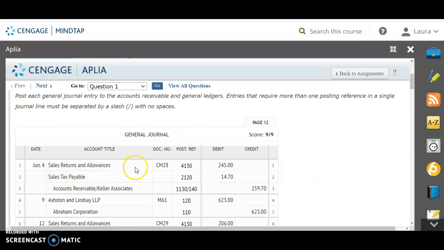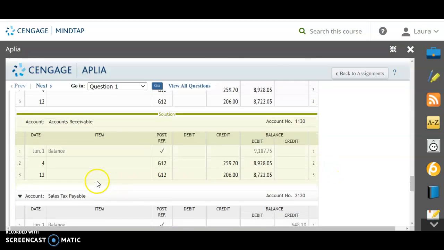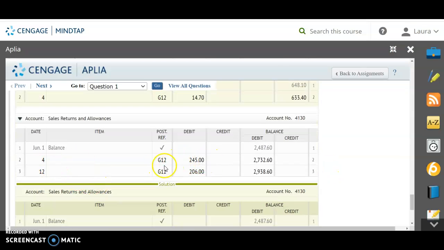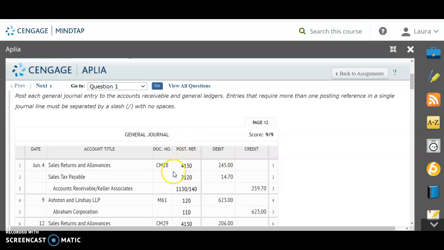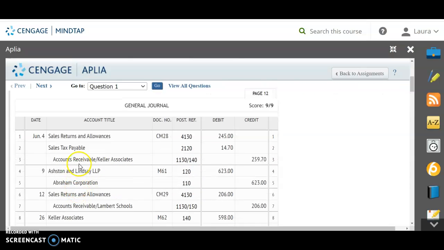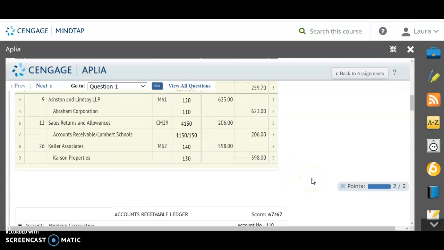All right, the first posting we have to do is sales returns and allowance, a debit of $245. So we scroll down to the sales returns and allowance. We post the date. G12 is the General Journal, page 12, $245 is the debit. Debit entry, debit balance, we must add. So we have $2,732.60 and put the 41, 30 back into the post reference to show that you posted it. I'm really only going to show you the ending balances and make sure that you have posted both of these, so you can take a look and even pause it to double check that you have all of the correct post references, and then I will show you the balances in the accounts.